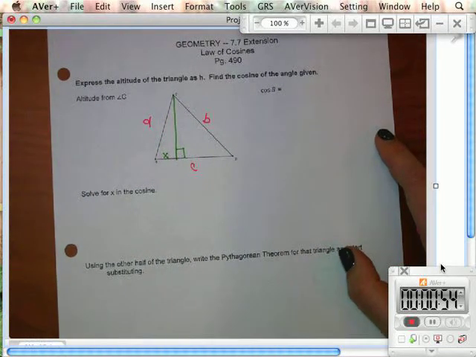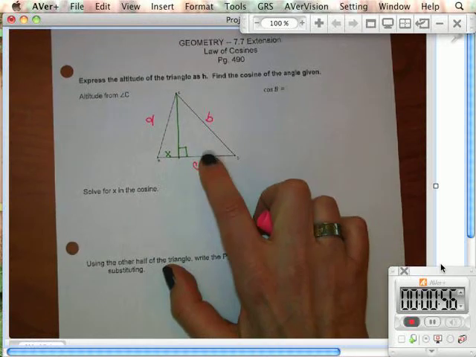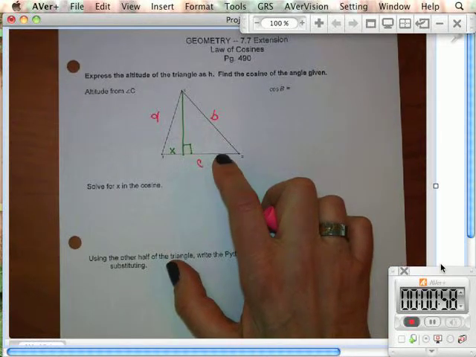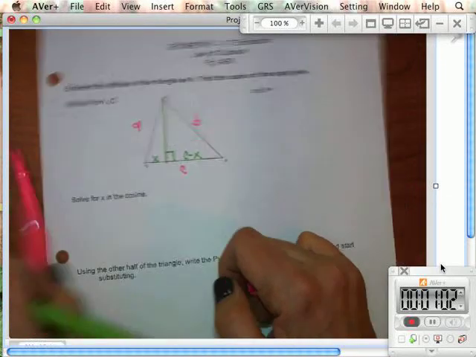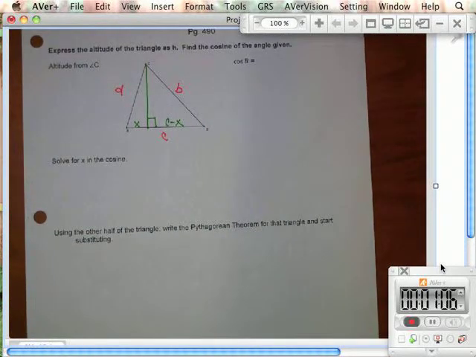If that's true, how could we express this piece? C minus X, correct. C minus X. Okay? All right, now we have it all labeled. We can go do this now.